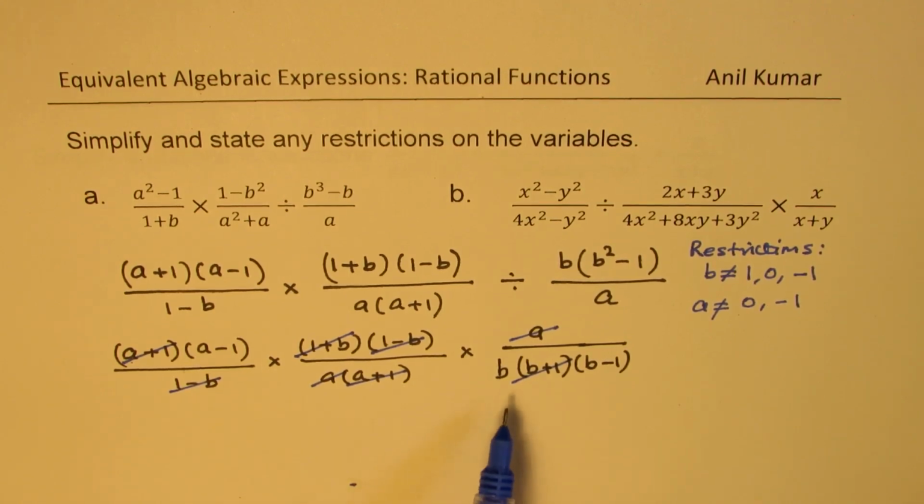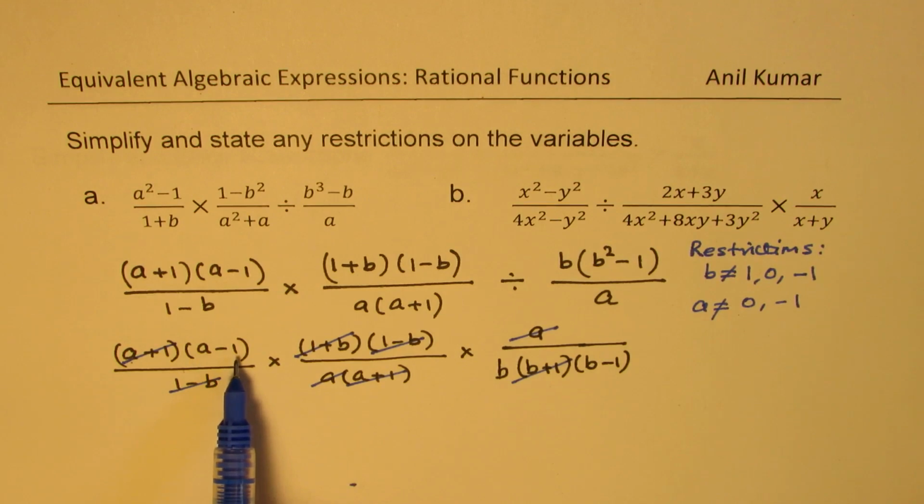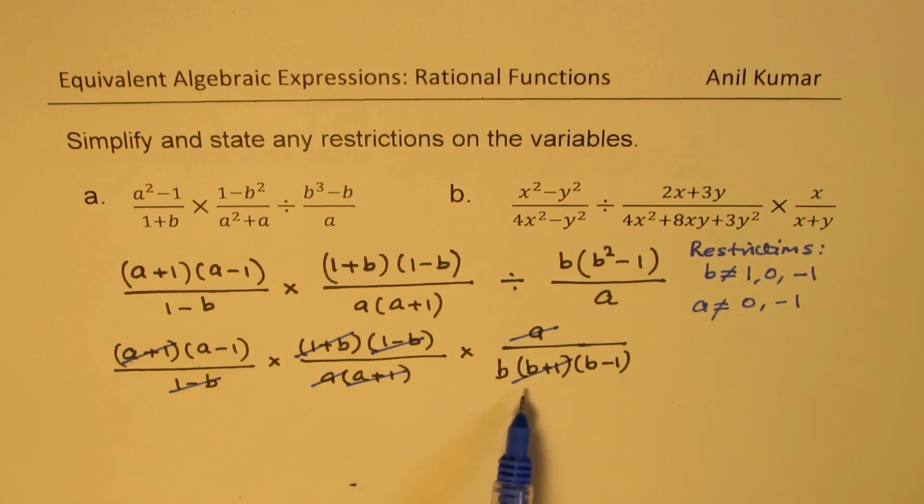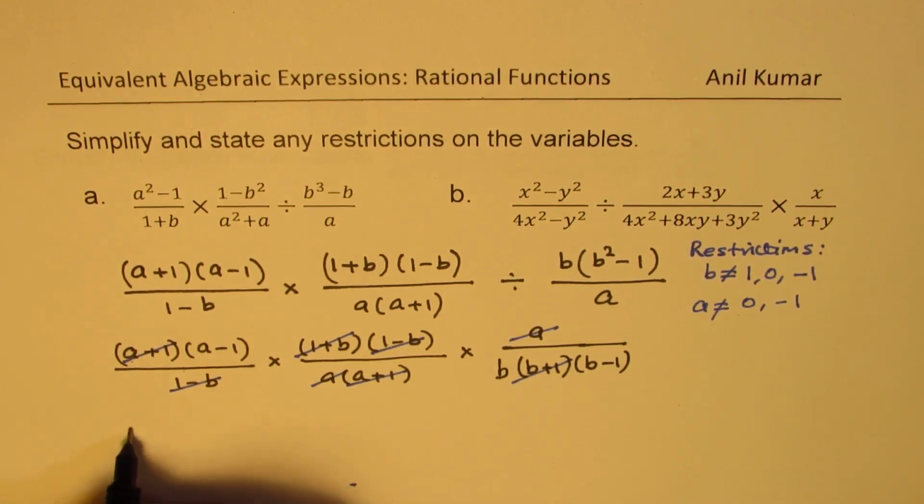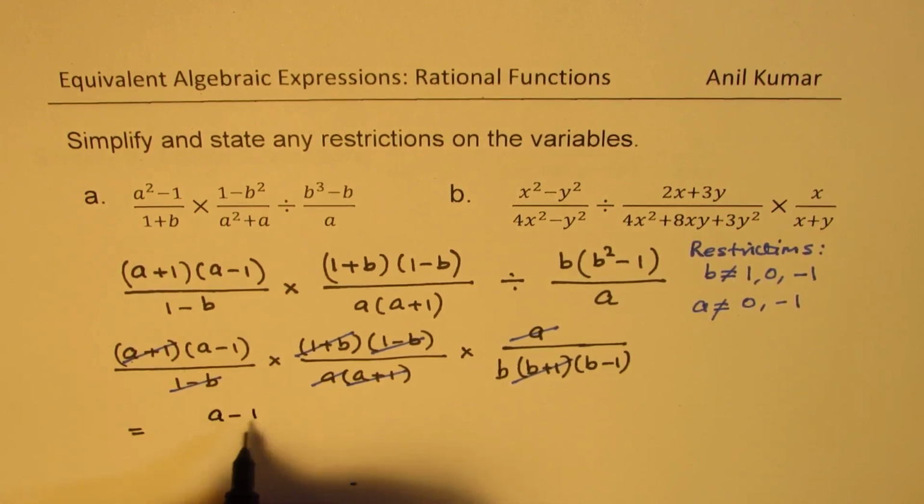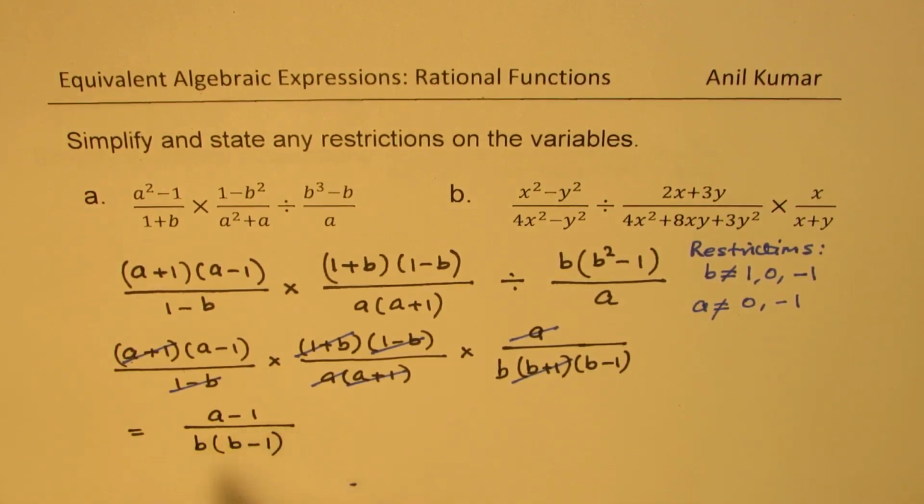Okay, so now we are left with a minus 1 in the numerator and b times (b minus 1) in the denominator. Correct? So that will be our answer. So what we get here is (a minus 1) over b times (b minus 1). Correct? So that becomes our final result.